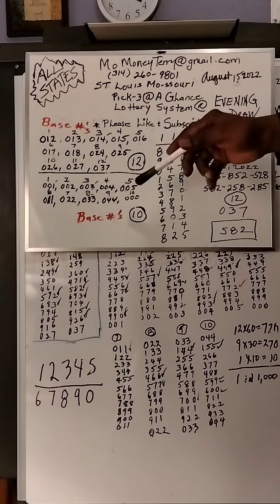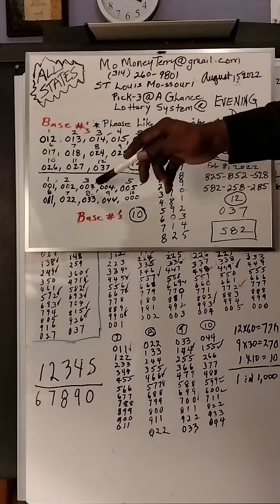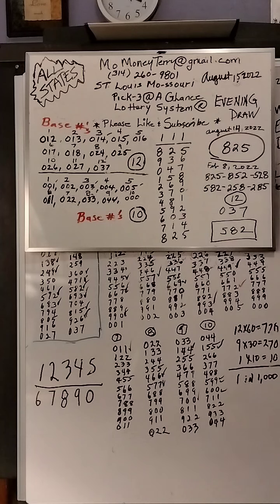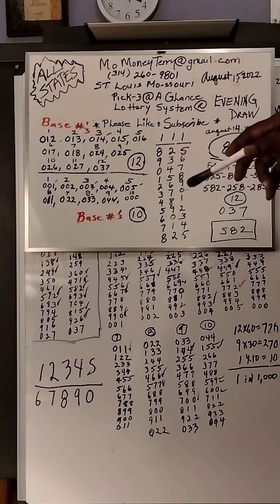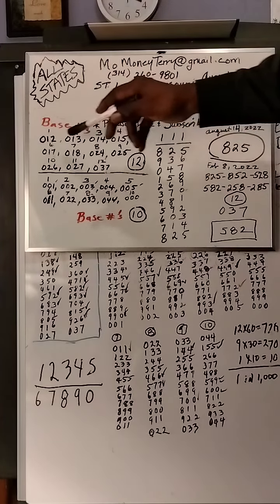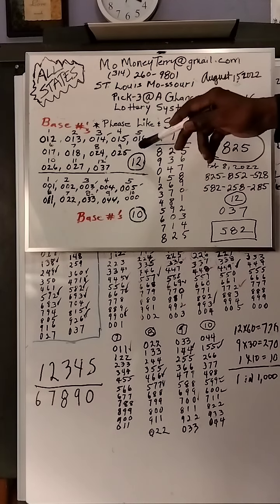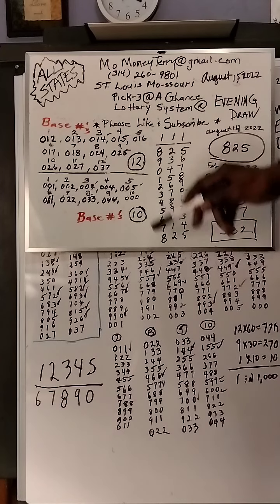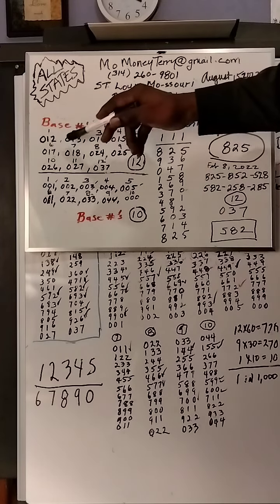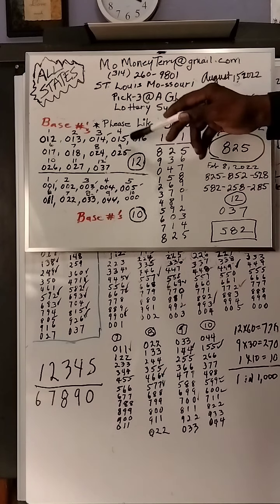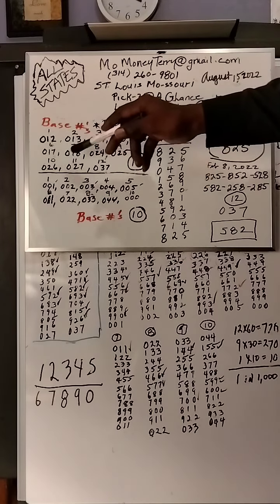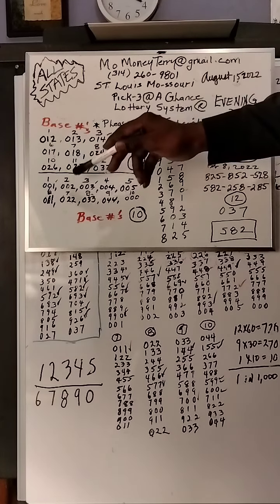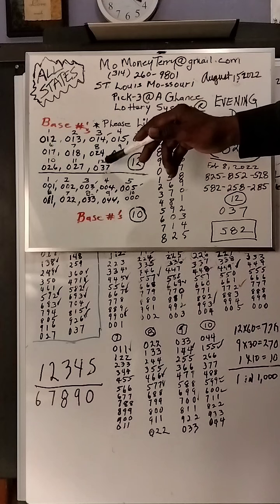A double is any number that has two like numbers in it, like 3 threes, 033, or 003. That's all I mean by doubles. Now, what we have here is 12, I call them base numbers. These numbers are the same that makes up 1,000 numbers: 012, 013, 014, 015, 016, 017, 018, 024, 025, 026, 027, and 037.